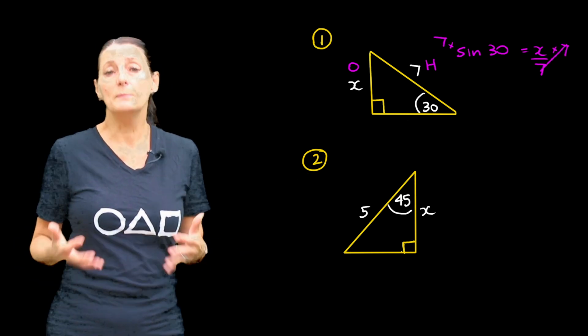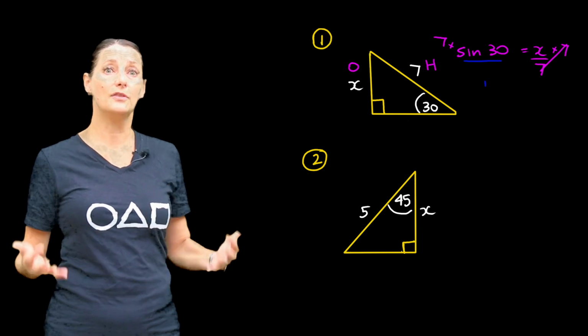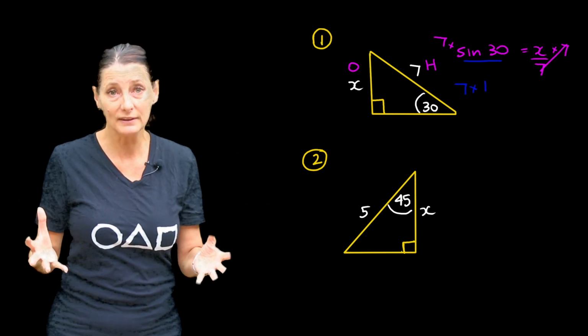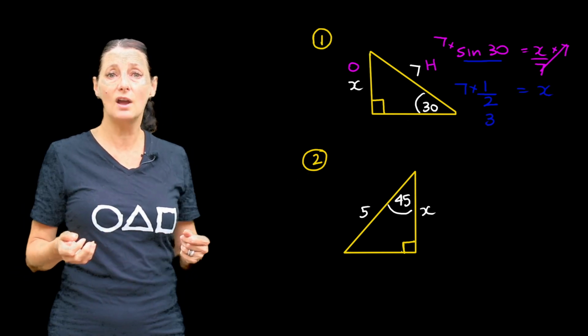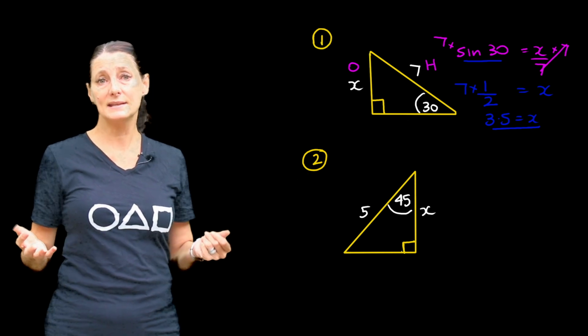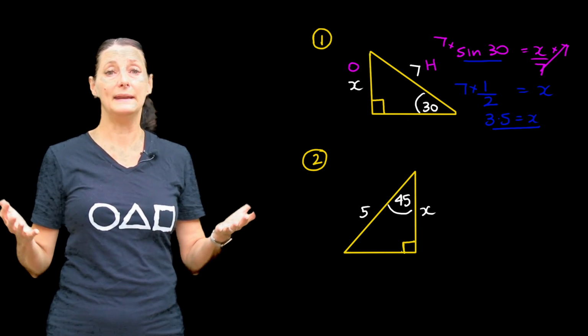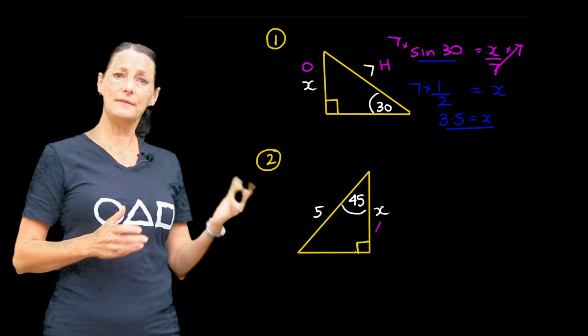To solve this, we multiply both sides by 7. So we're going to calculate x equals 7 sine 30, but we don't need a calculator. That's right, 30 is an exact value, and if you remember, sine 30 is equal to a half. So all we have to work out is x equals 7 times a half, meaning a half of 7, which is 3.5.